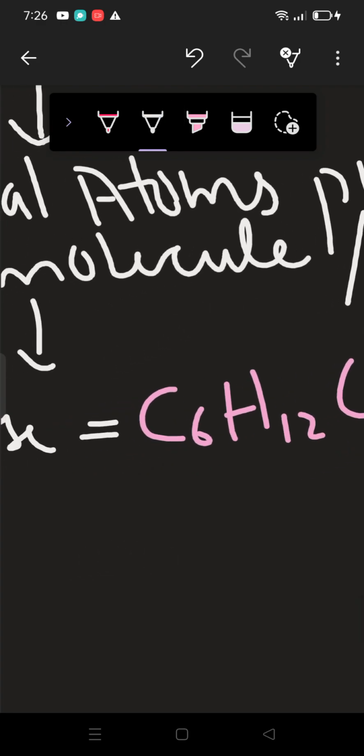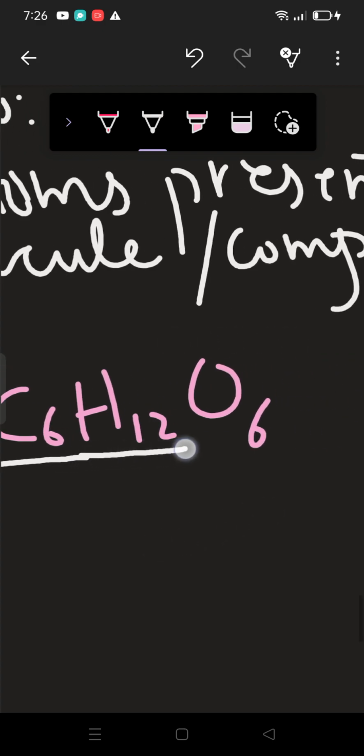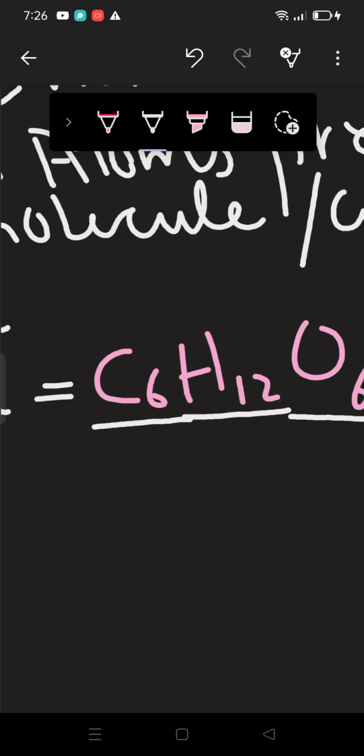So it is giving me the actual number. 6 atoms of carbon, 12 atoms of hydrogen, and 6 atoms of oxygen are present in the glucose molecule. It is giving me an actual number.